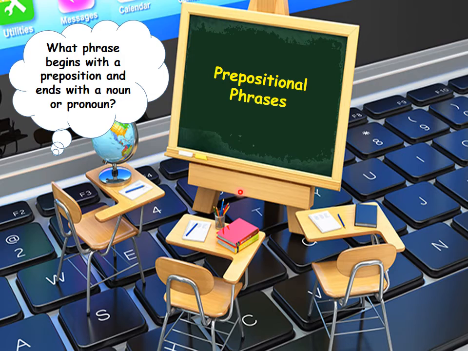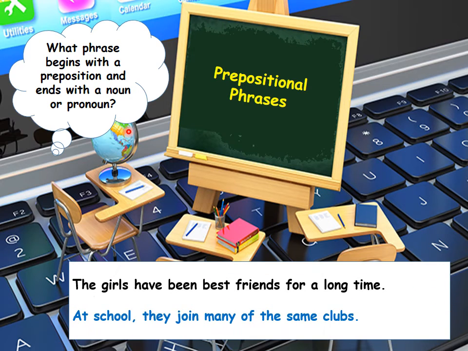You need to ask yourself, what phrase begins with a preposition and ends with a noun or pronoun in order to find the prepositional phrase? Take a look. The girls have been best friends for a long time. Did you find the preposition? For is a preposition. So, if for is a preposition, then for a long time is the prepositional phrase.